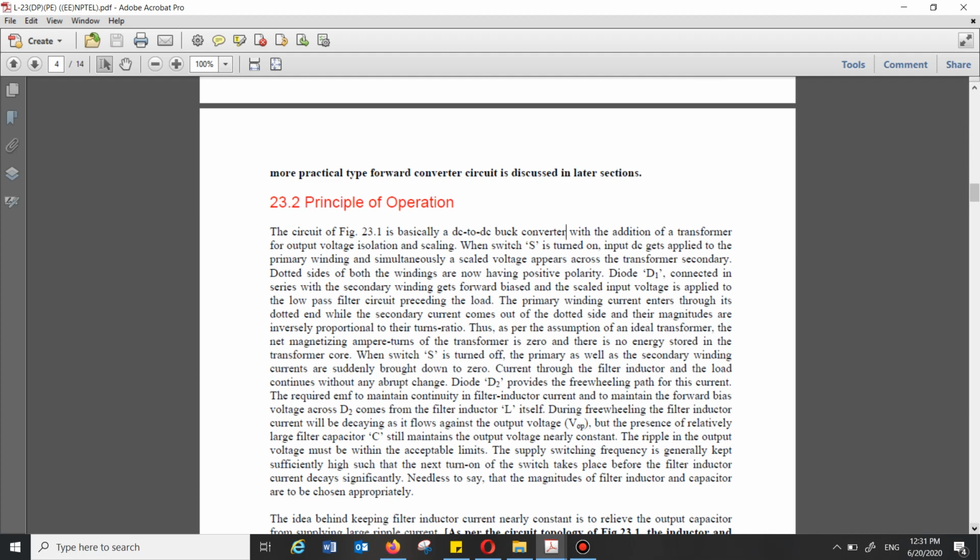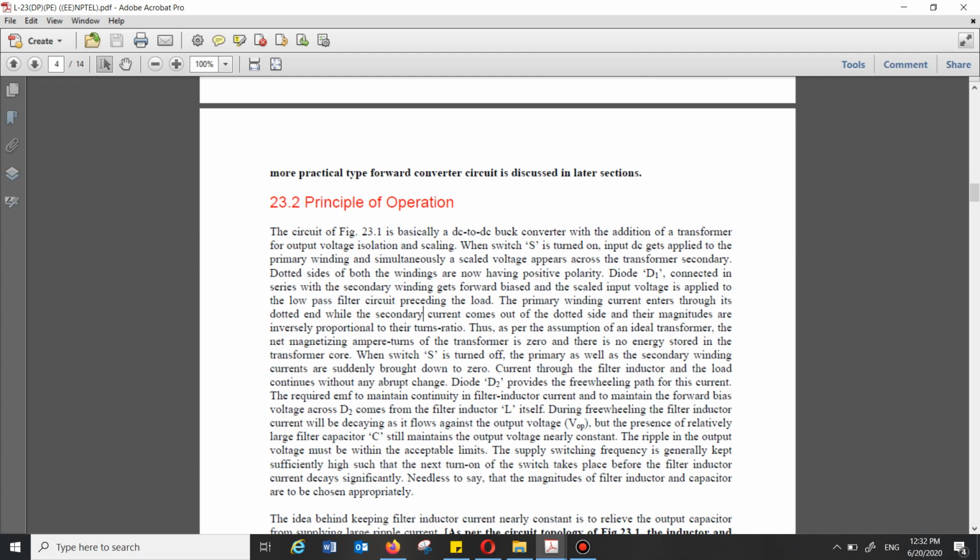What will happen next? The primary winding current enters through its dotted end while the secondary current comes out over the dotted side, and their magnitudes are inversely proportional to their turns ratio. Why inversely proportional? Because it's a step-up transformer and the currents are the other way around. Thus, as per the assumption of an ideal transformer, the net magnetizing ampere-turn of the transformer is zero, and there is no energy stored in the transformer core.